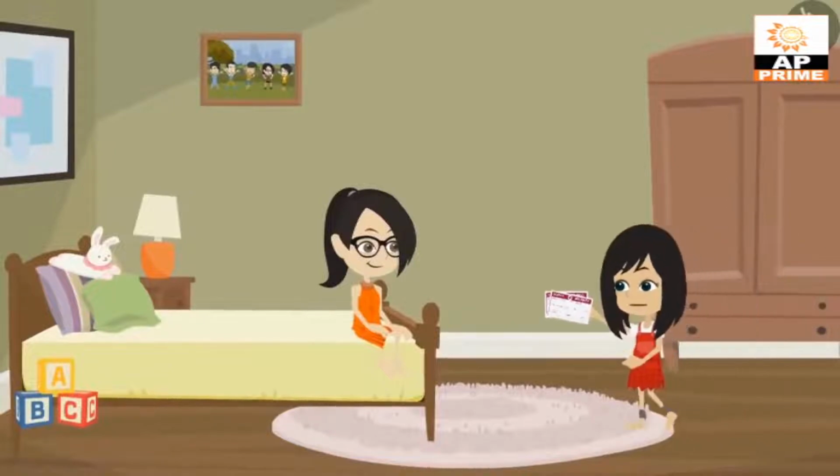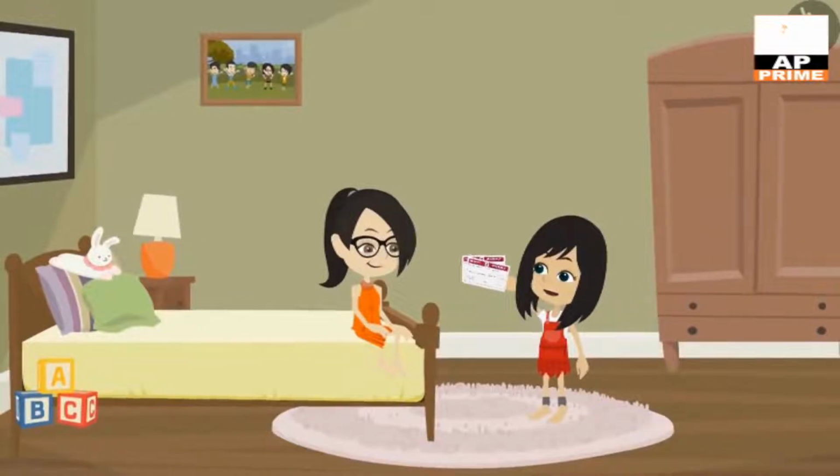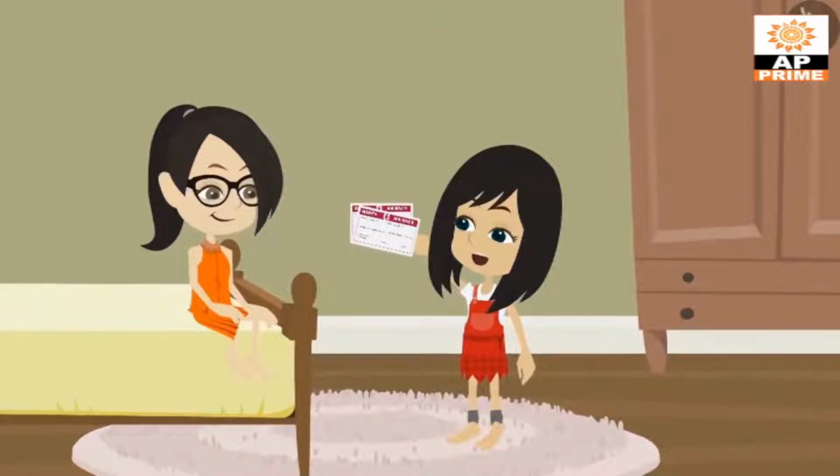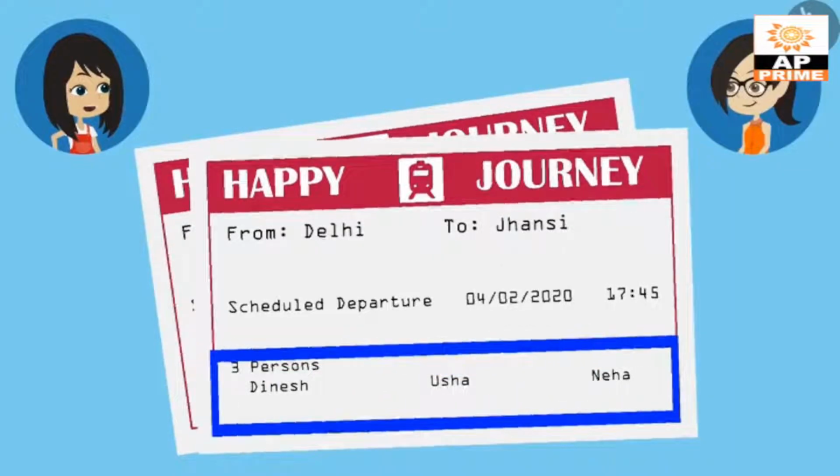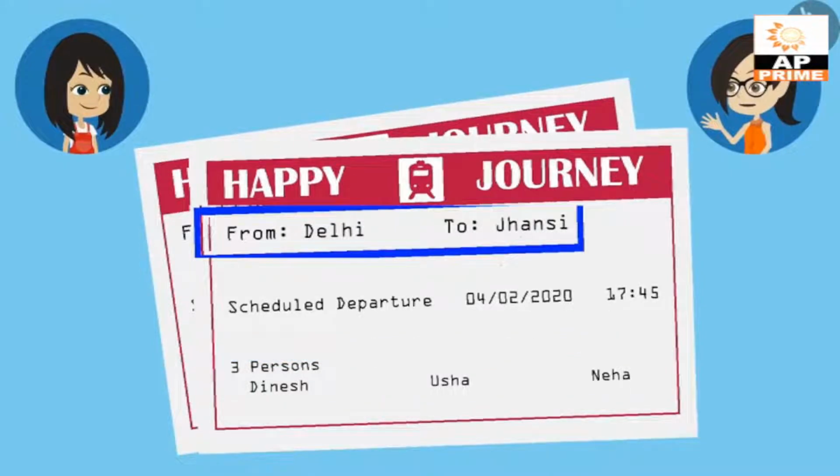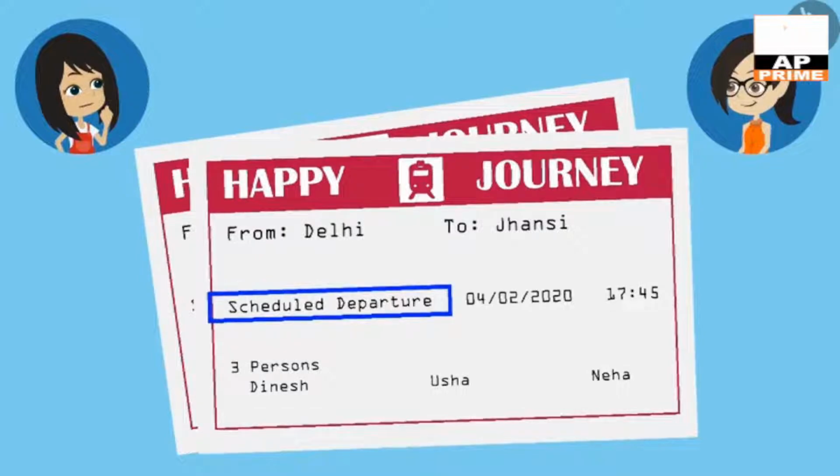Here are the tickets. One to go to Jhansi and one to come back from there. Let's see what all is mentioned on the ticket. Look, it has Mummy, Papa's and my name written on it. It is also written that this train will go from Delhi to Jhansi. And what is this written? Scheduled departure. What is the meaning of this?